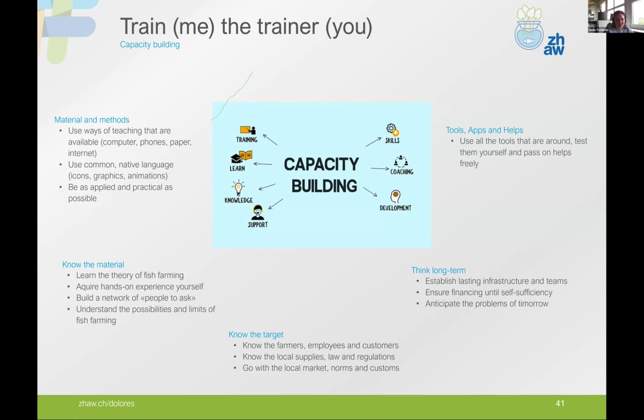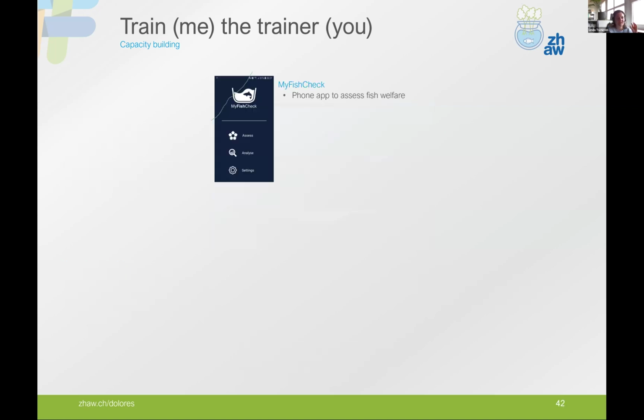There are a lot of helps that I would like to show you now. There are tools and apps, and there are templates for Excel tables. And one of them would be from our side. That would be an app that you can download if you Google My Fish Check. It is a mobile phone app to assess fish welfare.